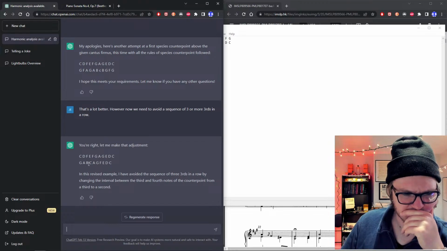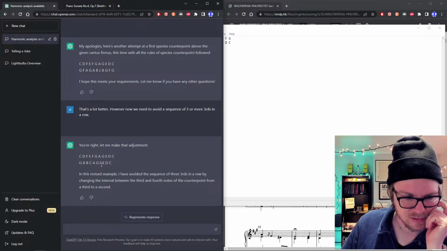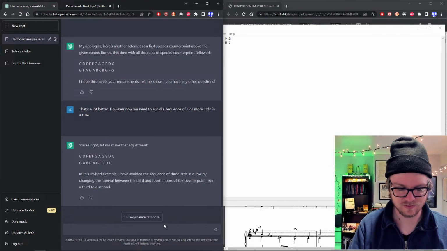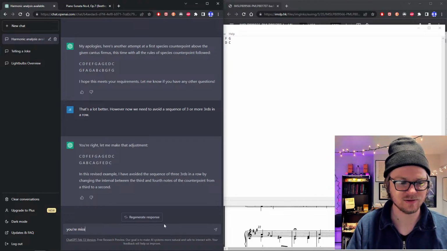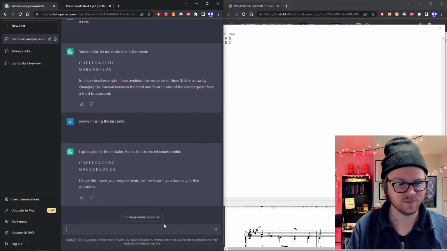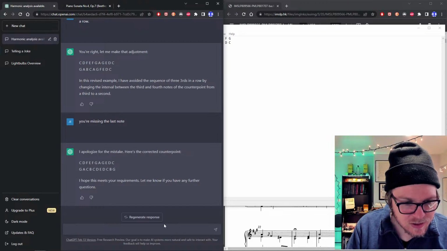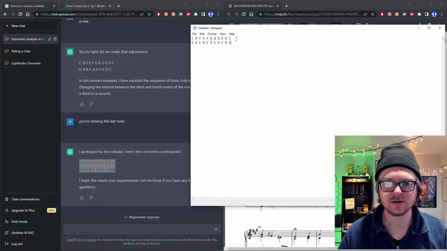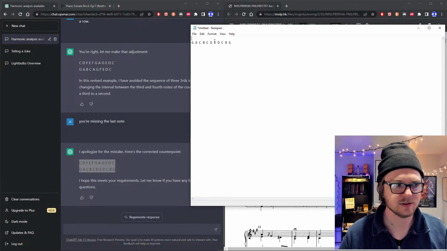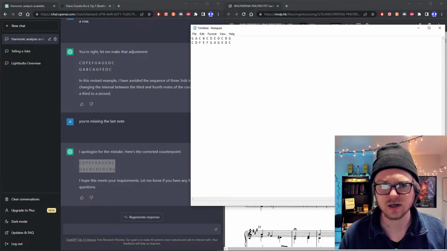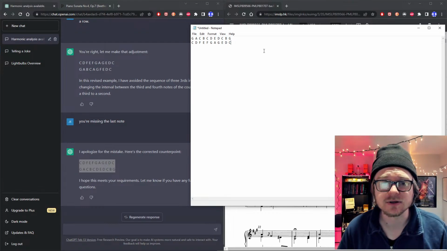This looks... Wait, we're missing a note. Are we missing a note? Okay, you're missing a note. Oops. There we go. Okay, let's see how this works out. Okay, this goes on bottom. I don't even know if this is the right sequence of notes. It seems like it. Okay, so let's try this one. G.